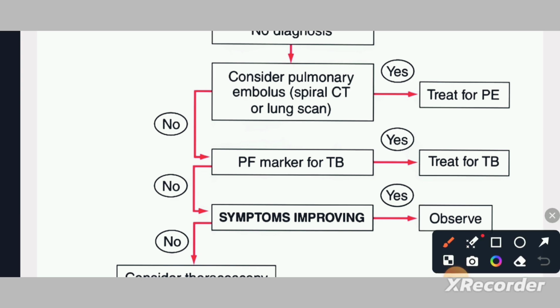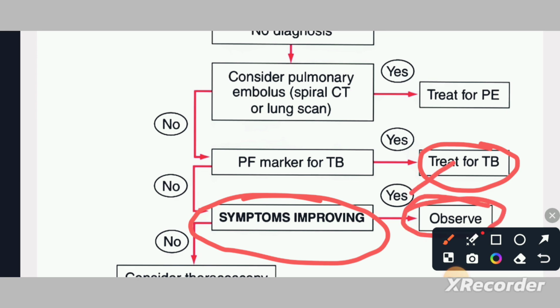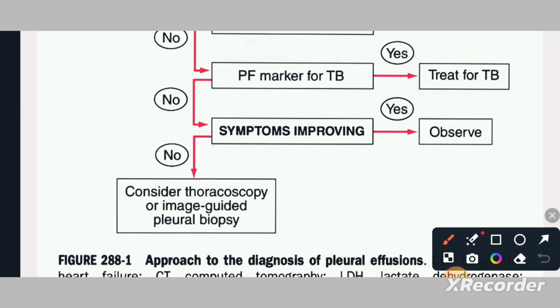Even if the patient does not have abnormal adenosine deaminase levels, then you have to see whether the symptoms of the patient are improving or not. If the patient's symptoms are improving, then you just observe. Keep the patient under observation. No need to do any other test. But if the patient's symptoms are not improving at all and the patient is still deteriorating, then you have to consider doing a thoracoscopy or an image guided pleural biopsy.